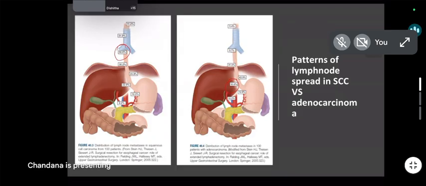And this is the pattern of lymph node spread in squamous cell carcinoma versus adenocarcinoma. This picture is taken from Shackelford's. In case of squamous cell carcinoma, more lymph node spread is there in and around the tracheal bifurcation, and so right-sided recurrent laryngeal lymph nodes will usually be involved. And in case of adenocarcinoma, lymph nodes along the hiatus and then along the paracardial region are more commonly affected.